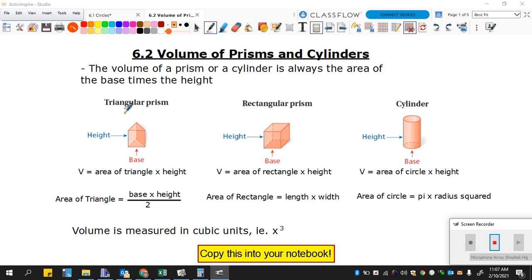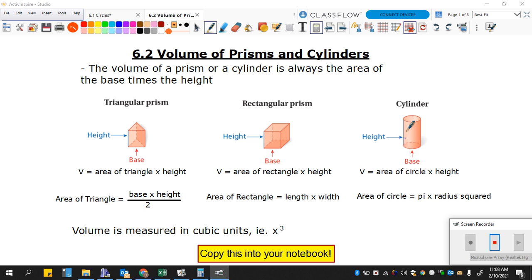For instance, a triangular prism has a base that is a triangle. The area of a triangle is the base times the height divided by 2, and then to find the volume, you take that times the height of the prism. A rectangular prism is the same thing. The area of a rectangle is length times width, and then you take that times the height. So we normally would say length times width times height.